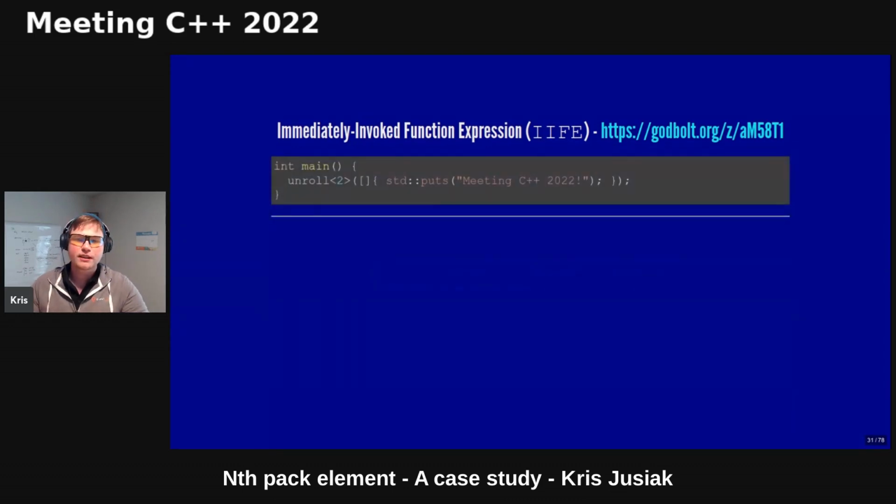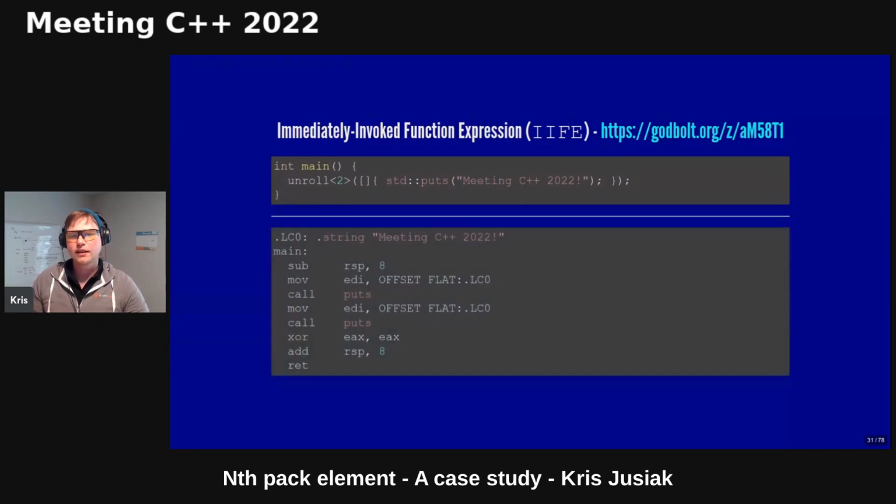So in our case, what we have is an unroll function. For performance reasons, we don't want to do the jumps and loops, and that will expand into two calls to std::puts without any jumping back. So that's pretty cool. A trick which can be easily applied.